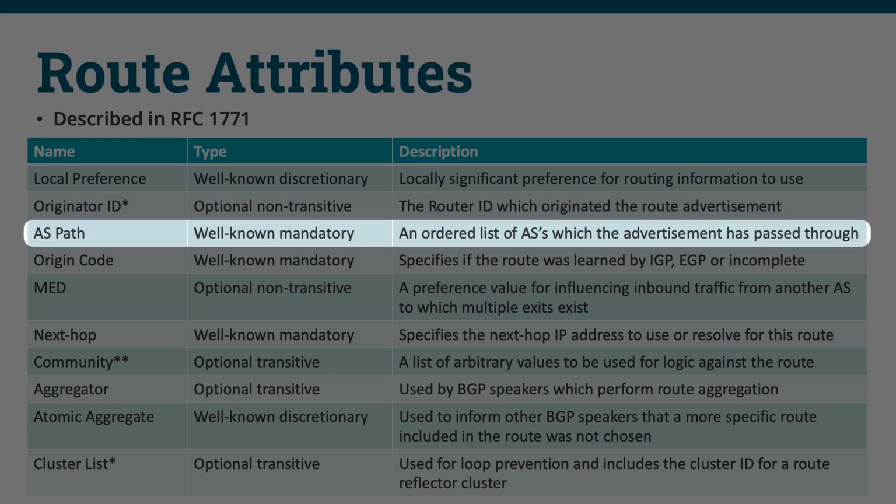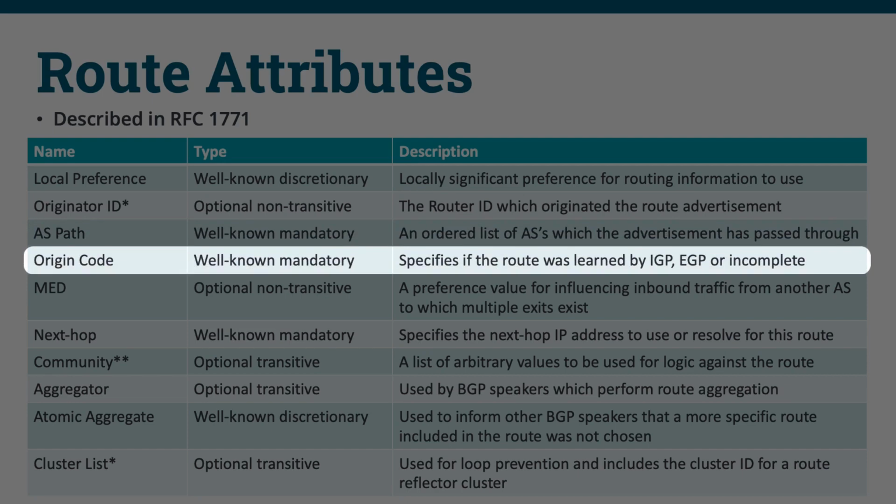The AS path attribute is the attribute that you're likely to see the most in your work with BGP. This is a well-known, mandatory, transitive attribute and contains the list of autonomous system numbers that the route advertisement has passed through. This attribute is also used for routing loop prevention, though this is for eBGP peerings. If a receiving router sees its own autonomous system number in the AS path attribute, then the route will be ignored.